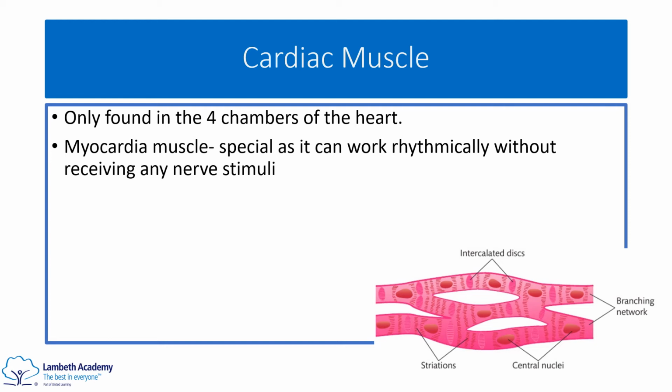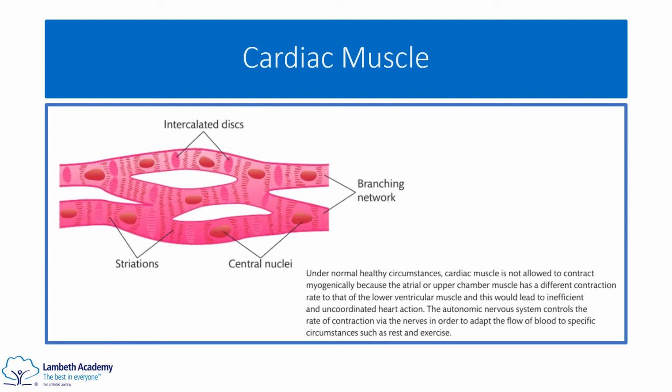There are some striations in this muscle, and there are also little discs, but we're going to move on to that and look at that in a little bit more detail next. As we've stated on the previous slide, this type of muscle still has a few striations in it. It has one nucleus, and that's a central nucleus, so it sits in the middle of the cell.